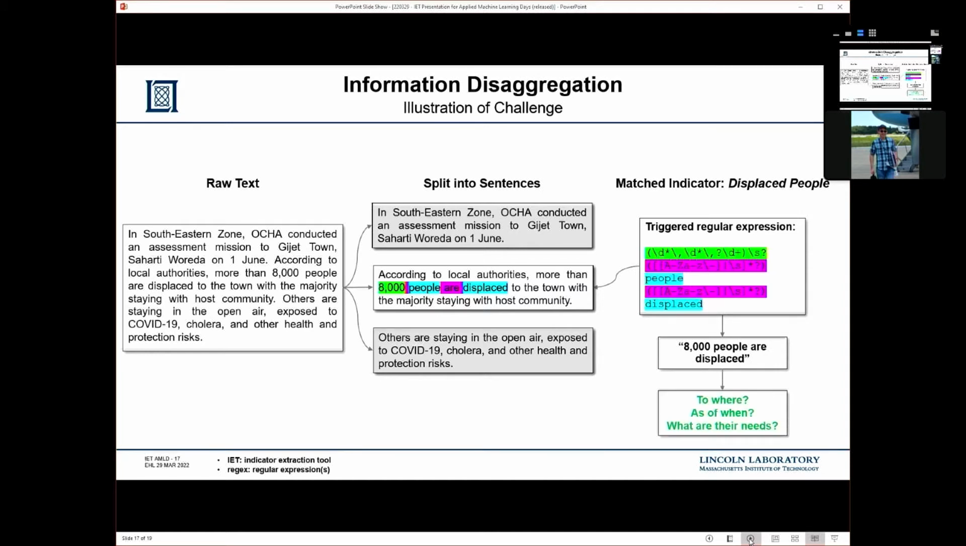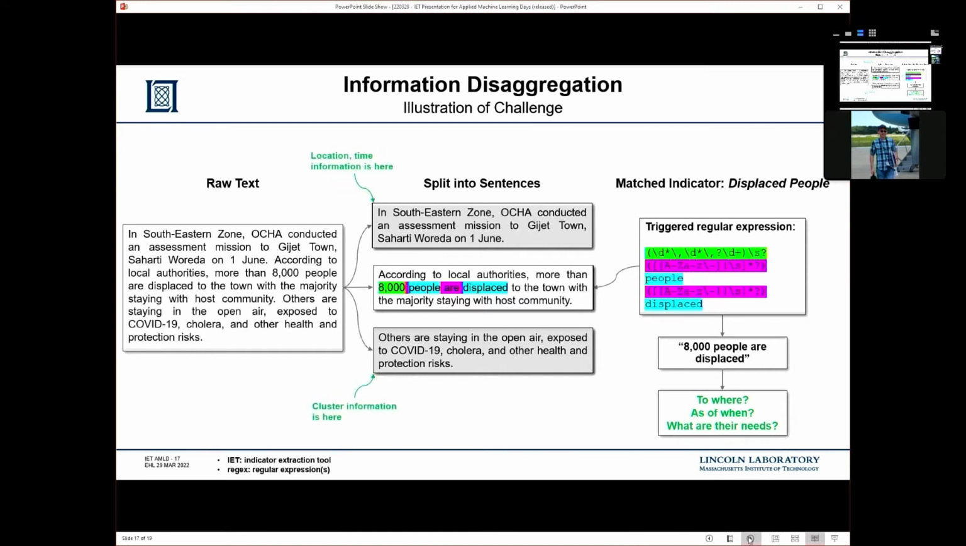Question is, where are these people displaced from? Where are they going? When were they displaced? And what are those people's needs? These correspond to the geography and the temporality and the humanitarian cluster associated with this indicator. And it'd be nice if we knew this information too, and didn't just present, 8,000 people are displaced, which by itself doesn't necessarily mean very much.